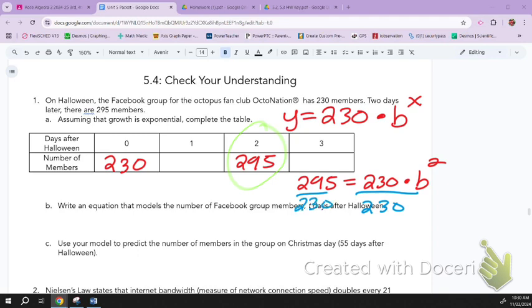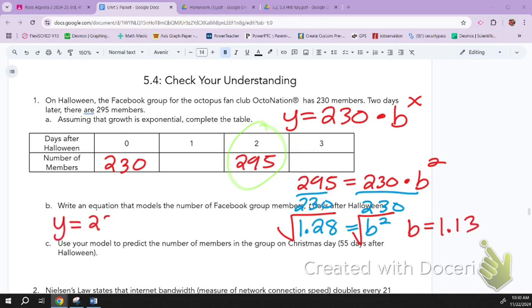And then put that in the... What's it called? Square root. Yeah. 295 divided by 230 is 1.28, which is B squared. And then, yeah, we're going to use our square root. So what is B? 1.13. Now we can write the equation.